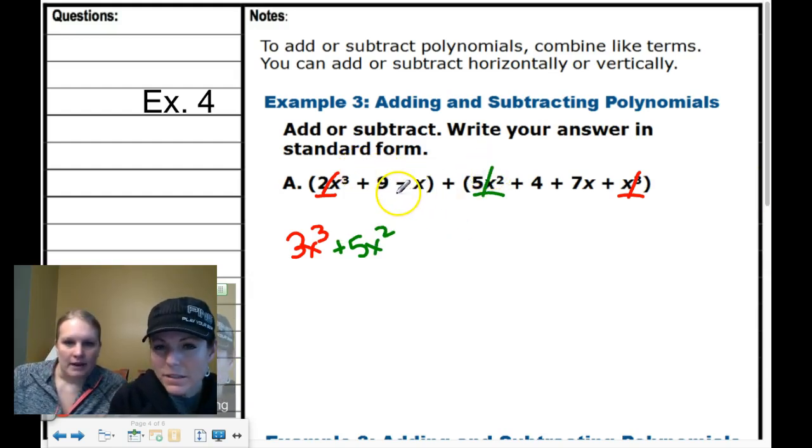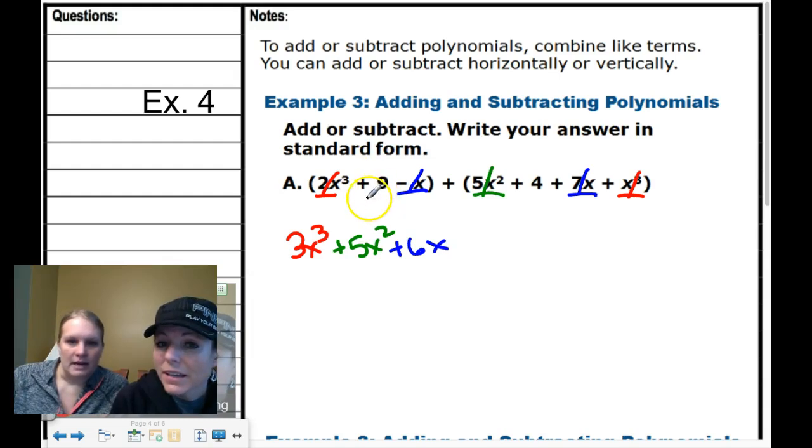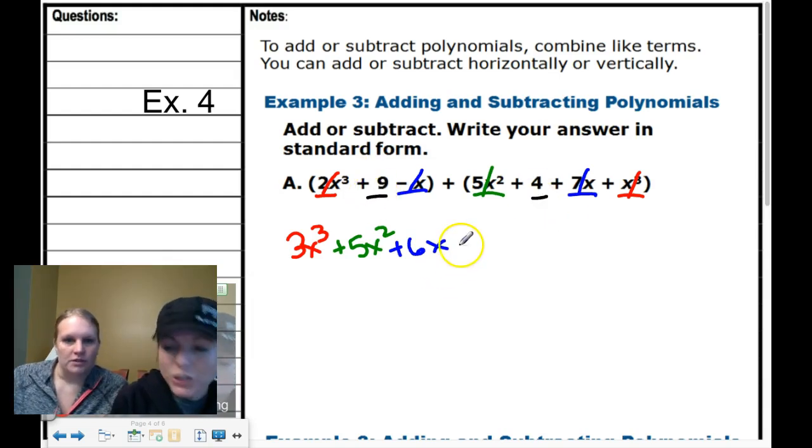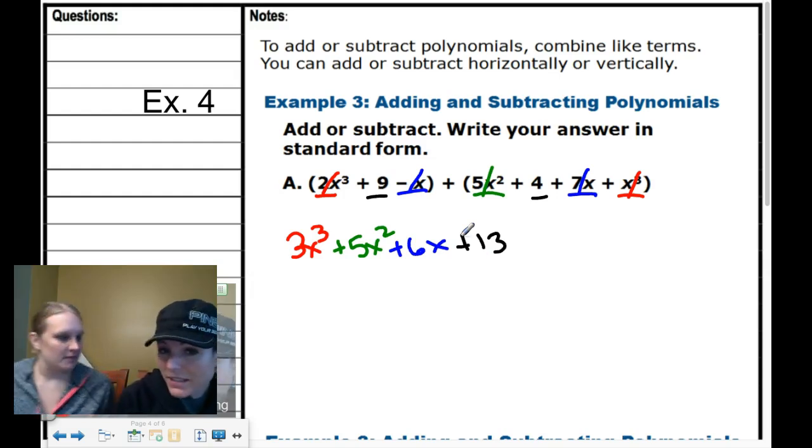Then x. Here's a negative x and a 7x. So negative x and 7x is a 6x. Good, so those are done. And last but not least, we have 9. We have a 9 plus a 4, which is 13. And guess what? We're done. That's it.